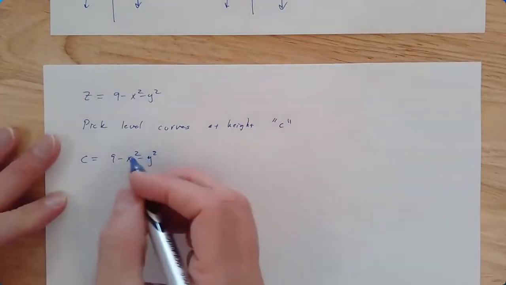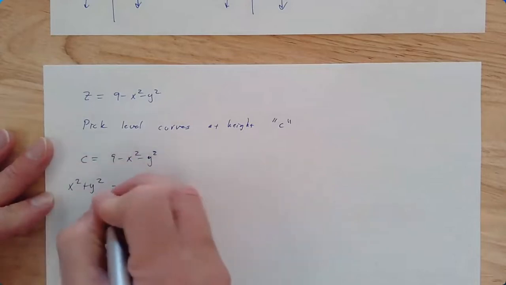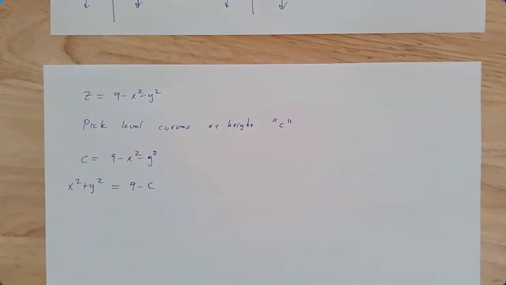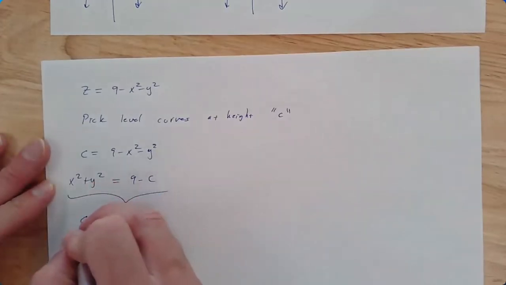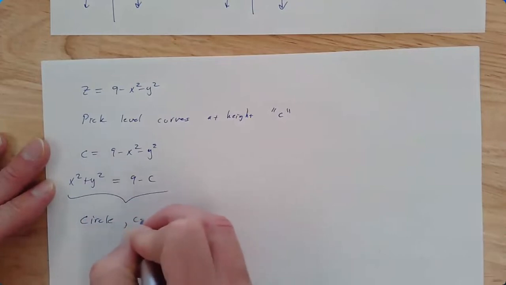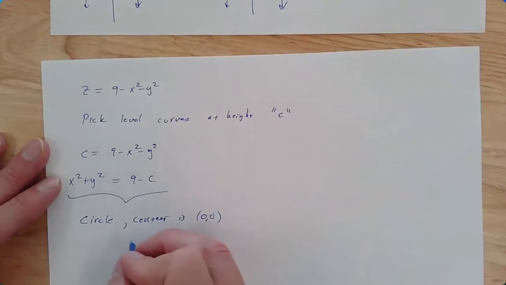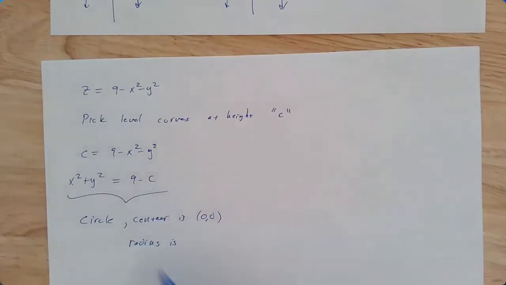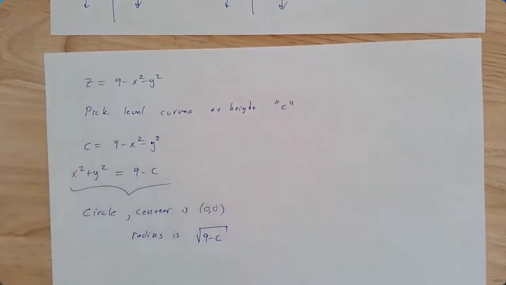But here, we say, I'm going to add these over here and subtract that over there. And that's going to give me a circle. The center is the origin, and the radius depends on what c is. If c is 0, the radius is 3. If c is 1, the radius is the square root of 8. Generally, the radius is the square root of that number over there.